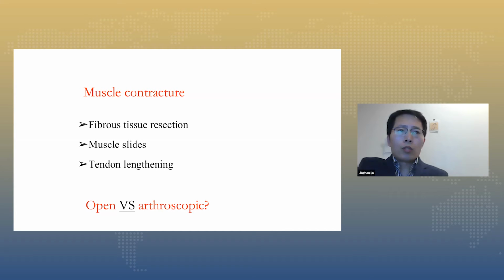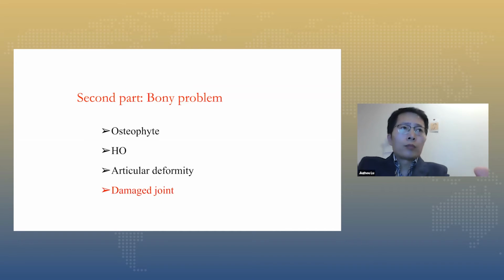Muscle contraction is not common and usually needs open surgery. We won't discuss it in this talk. So bone problems of elbow stiffness include osteophyte, HO, articular deformity, and damaged joint. Arthroscopic treatment can be used for osteophyte, HO, and articular deformity. The damaged joint usually needs an open procedure for arthroplasty.